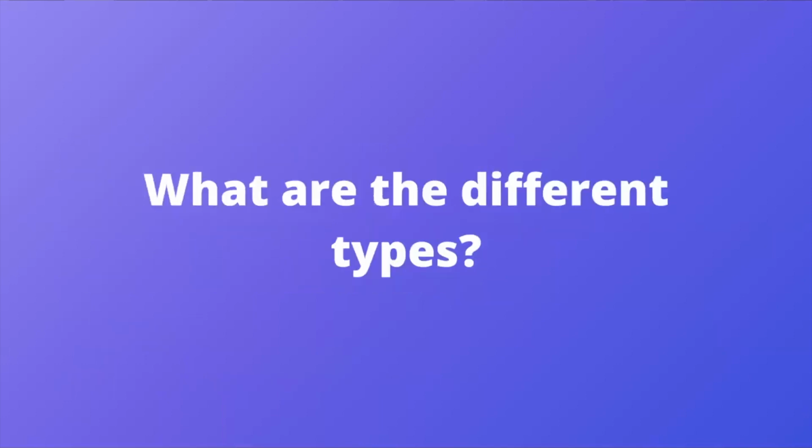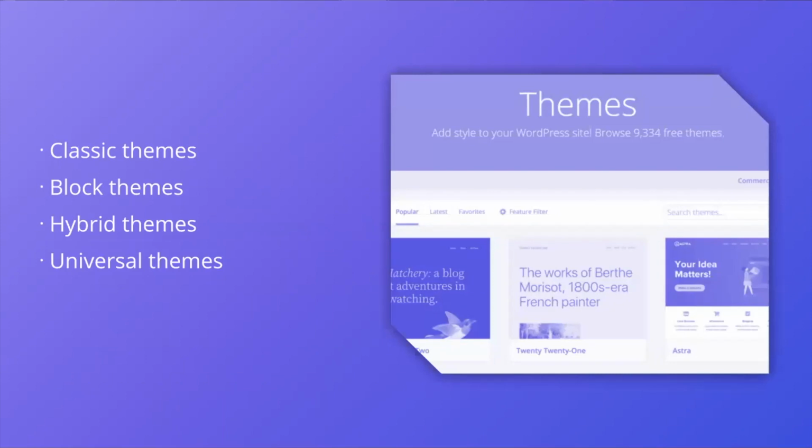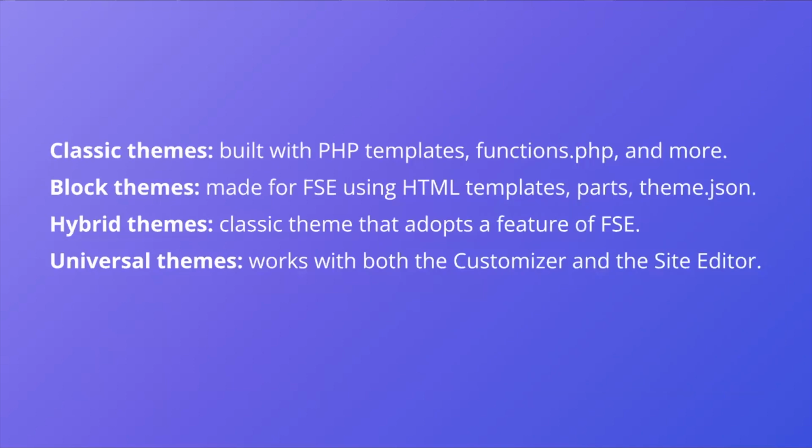What are the different types of themes? At a high level, these are the different types of themes floating around in the WordPress world today. So to start, there's classic themes, block themes, hybrid themes, and universal themes. To break this down a bit, classic themes are built with PHP templates, functions.php, and more. They're basically built the way we've been used to.